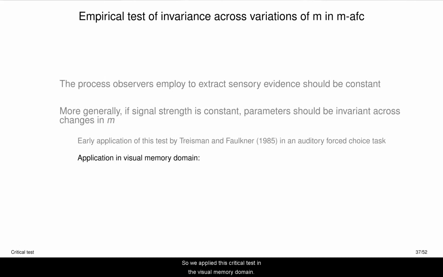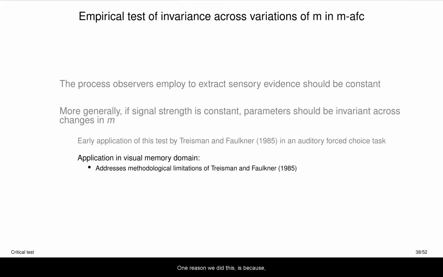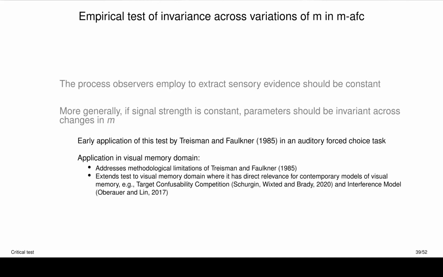So we applied this critical test in the visual memory domain. One reason we did this is because, as I'll show you, this permits us to get around some of the methodological problems of the Treisman study. The second reason is that the memory domain is one in which the relationship between the signal detection and Luce model is not thought about much in contemporary modeling work.